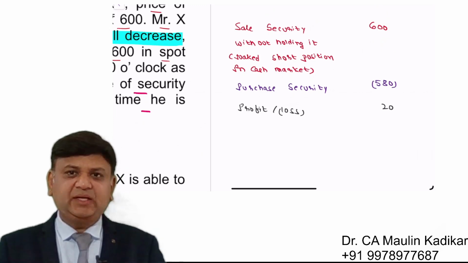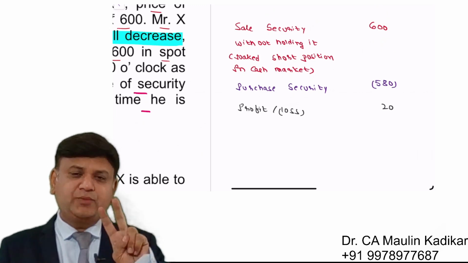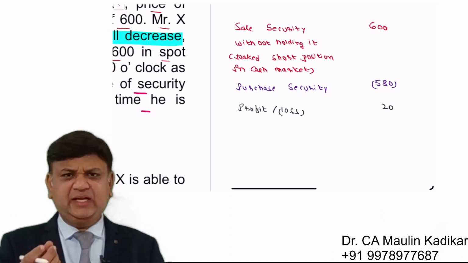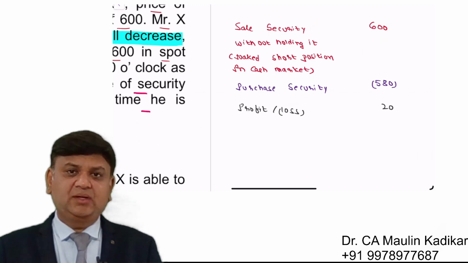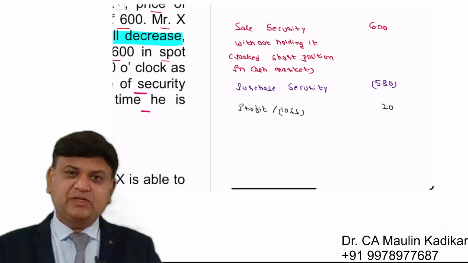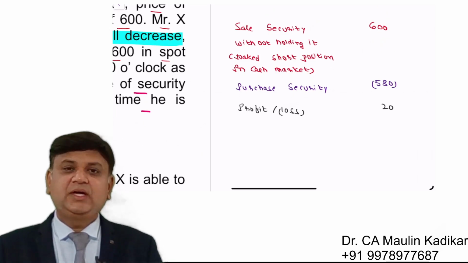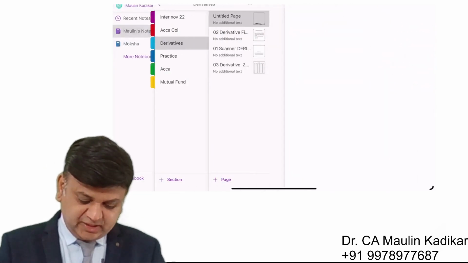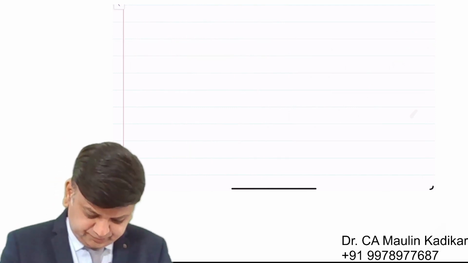Now friends, when you enter into two opposite transactions in one day, it is given a technical name as intraday transaction. And in intraday transaction, whatever the difference of the sale price and the purchase price is, that is the profit or loss that you are able to make. So I request all of you to write down the answer.